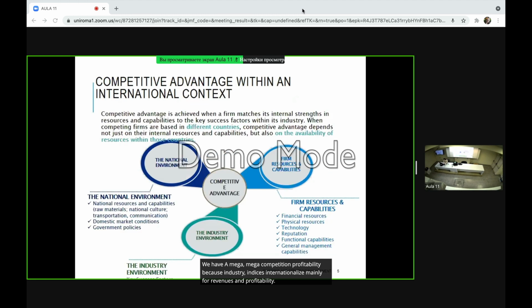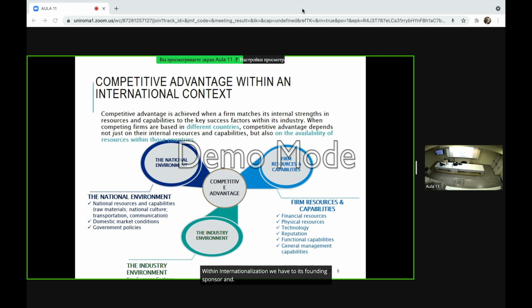We have already probably talked about competitive advantage. Do you know? Yes, here you have the definition. Competitive advantage is achieved when a firm matches its internal strength in resources and capabilities to the key success factors within its country. In internationalization, we have to expand this concept.